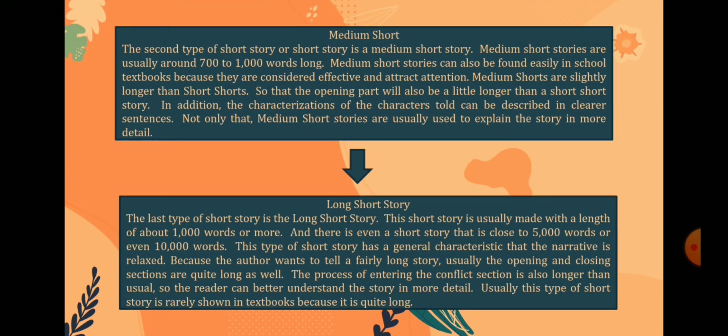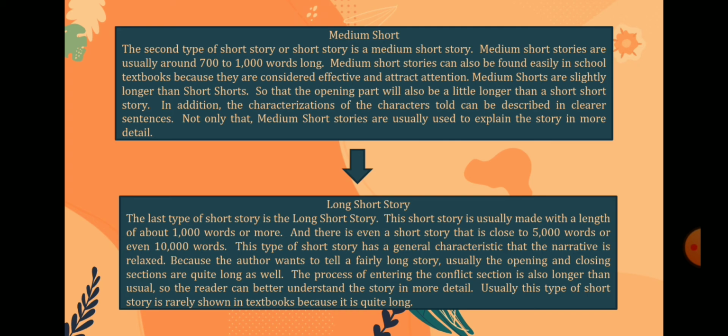And number two is the medium short story. The second type of short story is a medium short story. Medium short stories are usually around 700 to 1000 words long. Medium short stories can also be found easily in school textbooks because they are considered effective and attract attention.